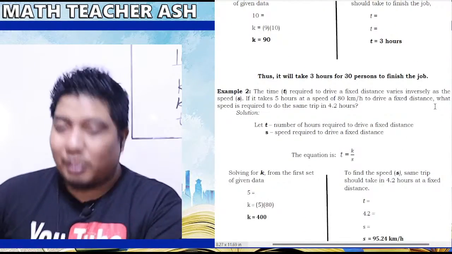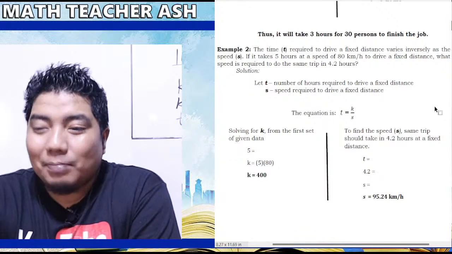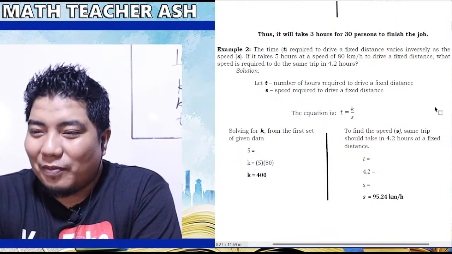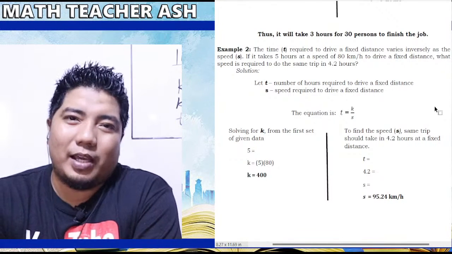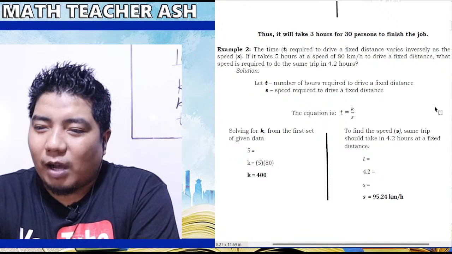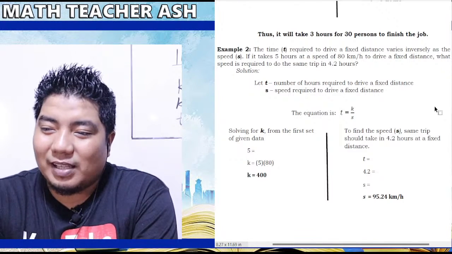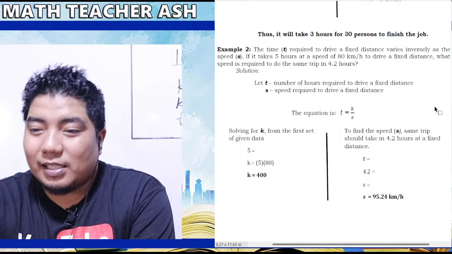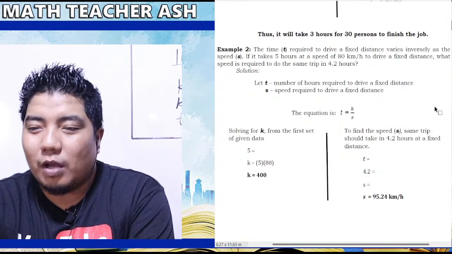Okay, how about this second example? We have here, the time t required to drive a fixed distance varies directly as the speed. Okay, so speed naman ang pinag-uusapan. If it takes 5 hours at a speed of 8 kilometers per hour to drive a fixed distance, what speed is required to do the same trip in 4.2 hours?